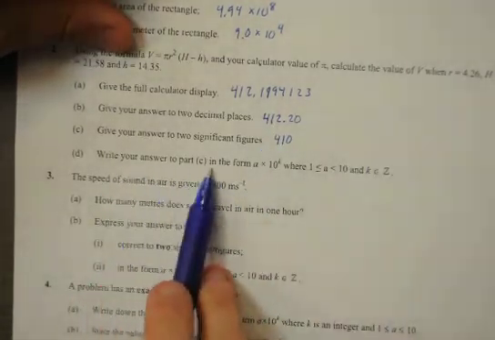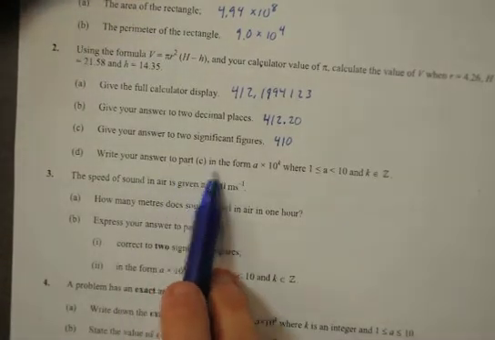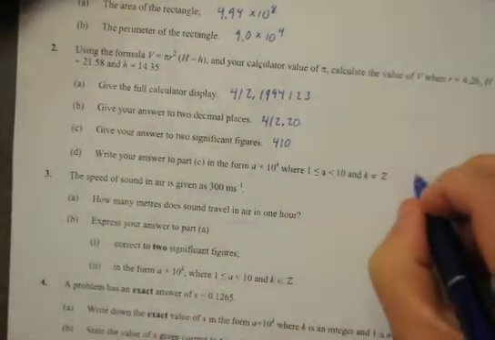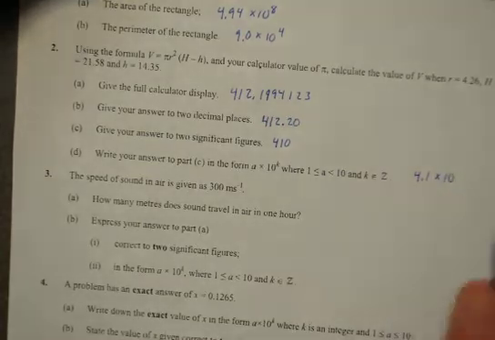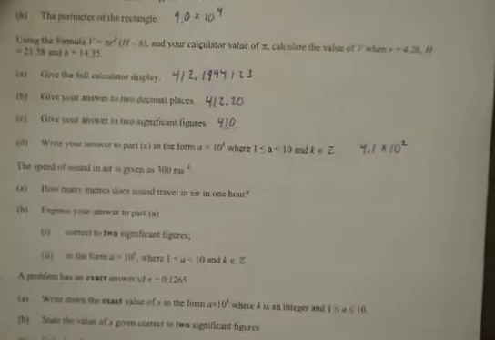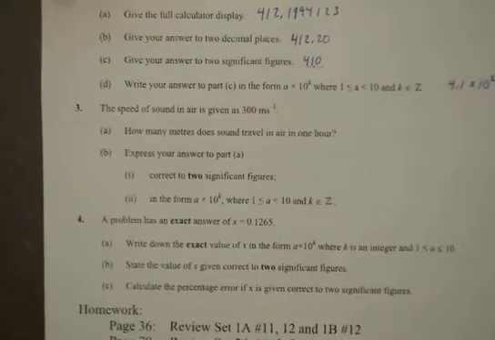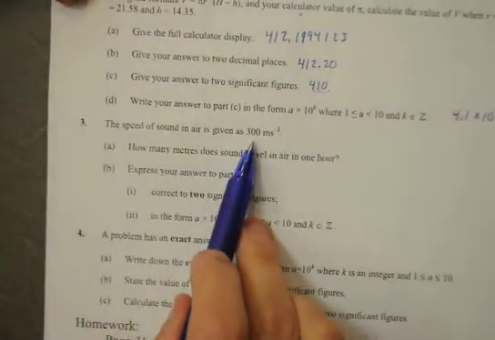And then answer from part C in the following. So that would be 4.1 times 10 to the 1, 2. Here we have it. Okay, next, the speed of sound in air is given at 300.